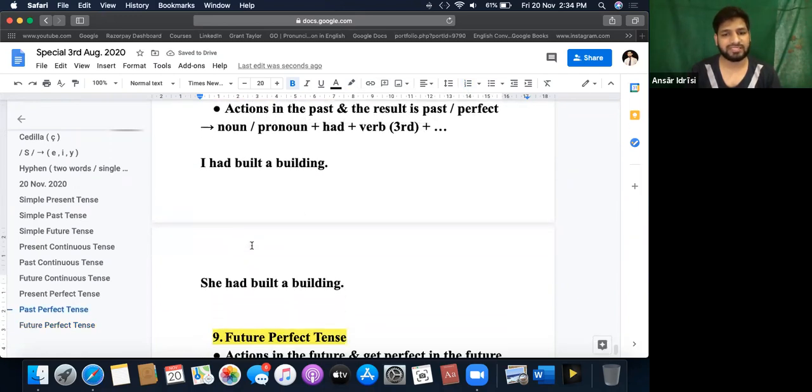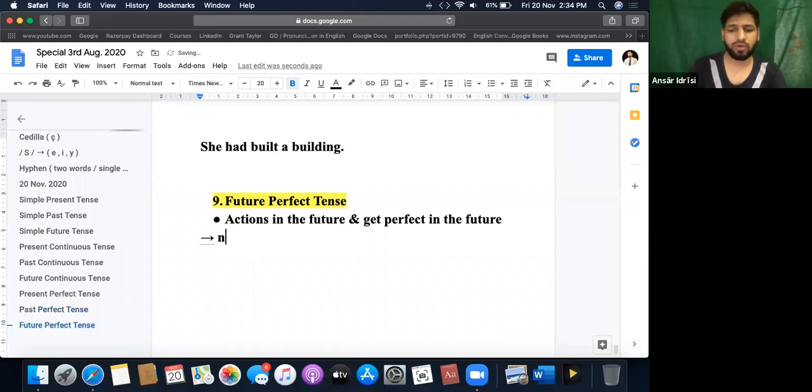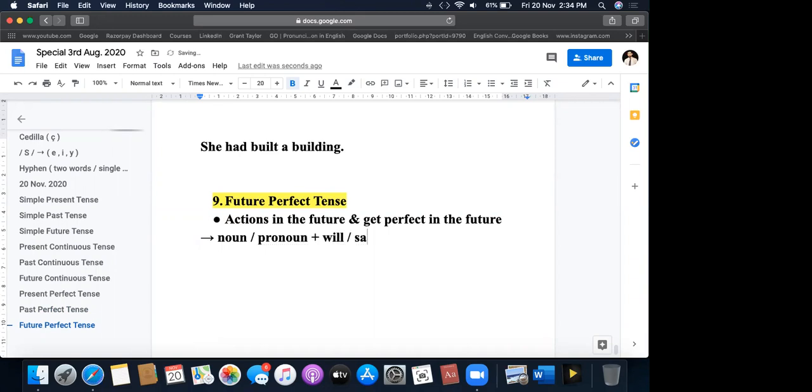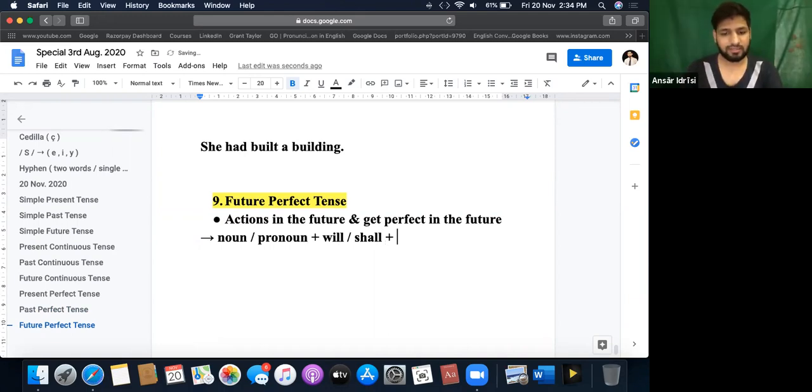Future perfect tense. Okay. Now here it is. What is the rule now? Noun or pronoun. As you know well, noun or pronoun plus will or shall, we use for future, plus have. यहाँ पे क्या लगेगा अभी? Have. Plus verb third form. All the perfect tenses will contain third form with them.